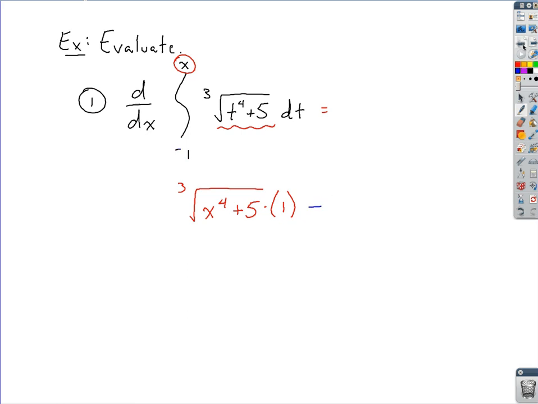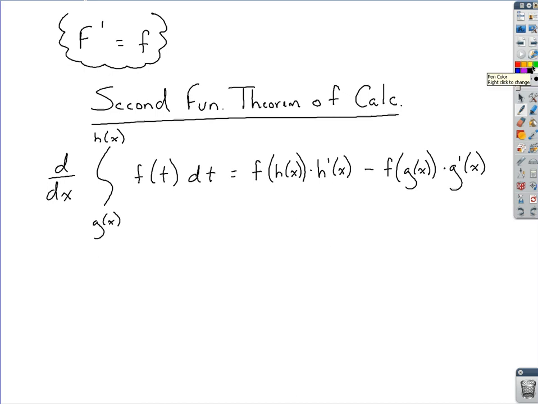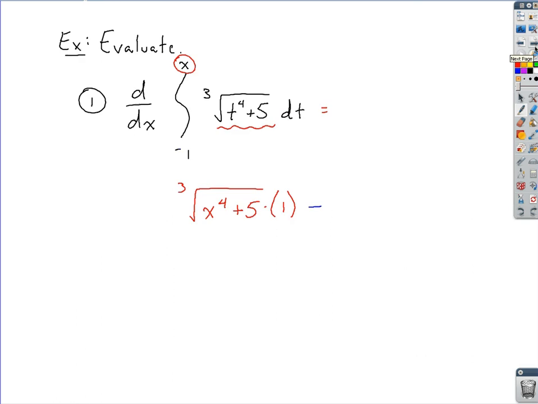Now what we subtract is a real similar idea, only now we're focusing on this bottom function being plugged into the original function, right? That's what this piece here represents. So if we go back, we're taking the cube root, because that's from the original function. We're replacing t with this bottom function, the constant value -1. So -1 goes in, it'd be -1 to the fourth if I wrote it all out, plus that 5.